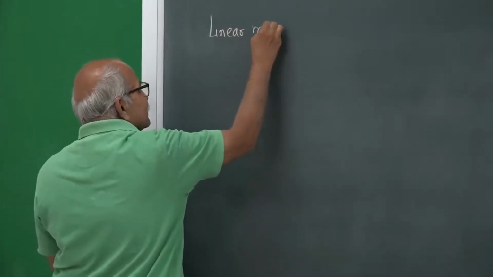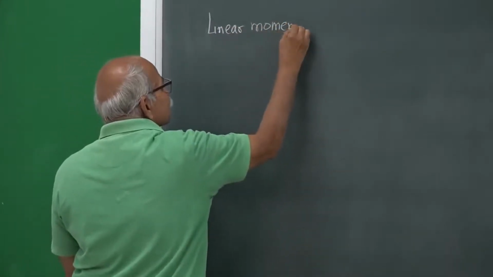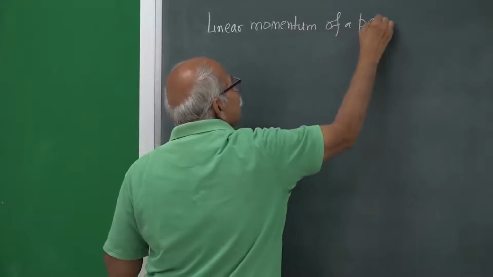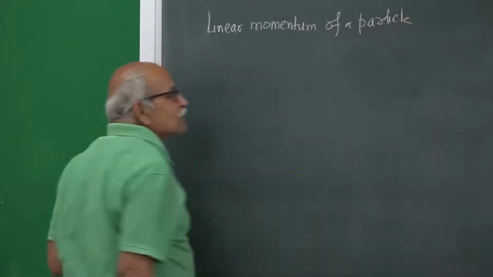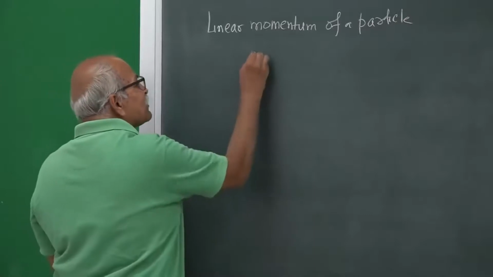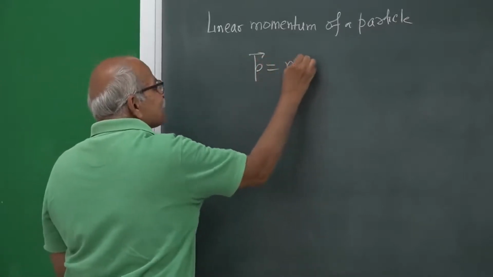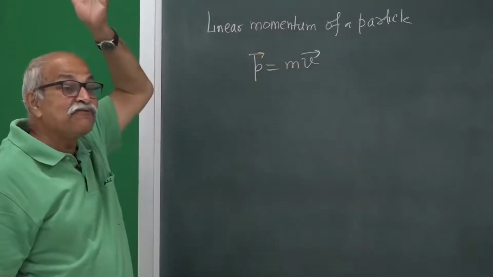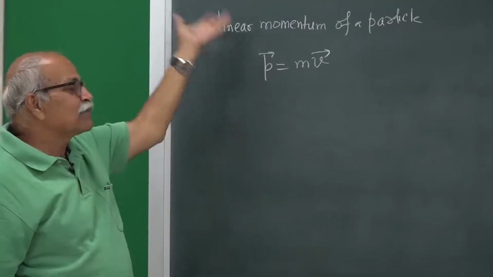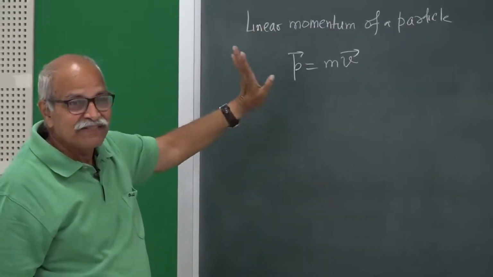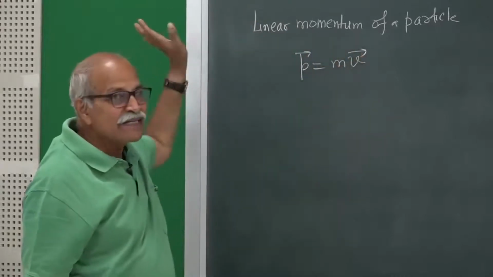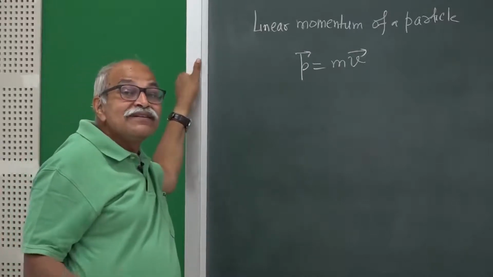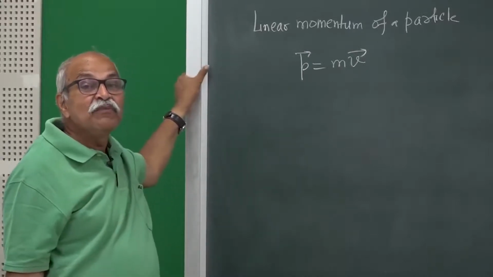Linear momentum. To start with, I will be talking of a single particle system. So, linear momentum, and we define linear momentum as p is equal to mass times velocity. No fantasy, nothing special, this quantity is defined as linear momentum. It is by definition. Mass of the particle into velocity of the particle is called linear momentum of the particle.